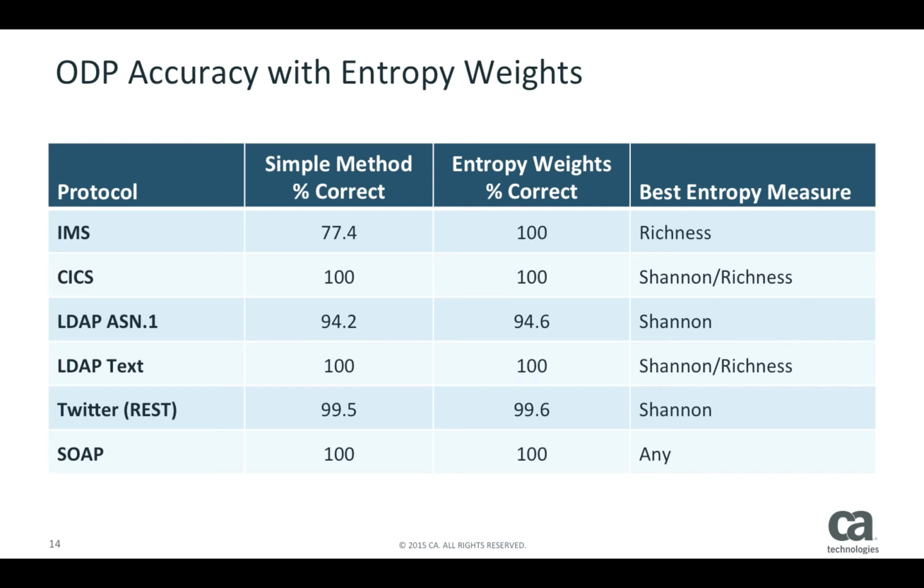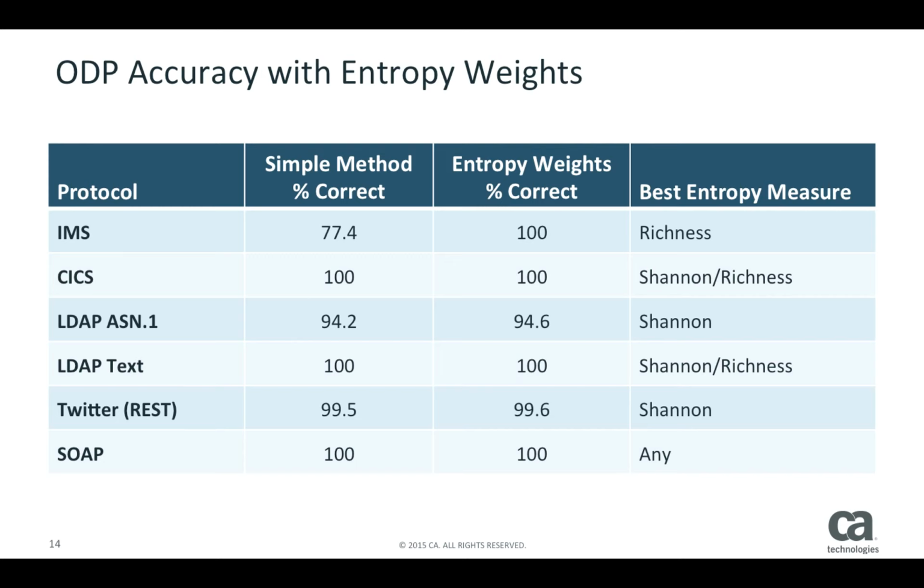And here's a bit of accuracy stats. As you can see, accuracy goes up significantly when we applied the entropy weights. On IMS, we tested it out. Initially, we were getting only 77% correctness, and then when we applied entropy weighting, it went up to 100%, and that's just amazing. I'd like to point out also Twitter, the REST protocol that we did a test with.